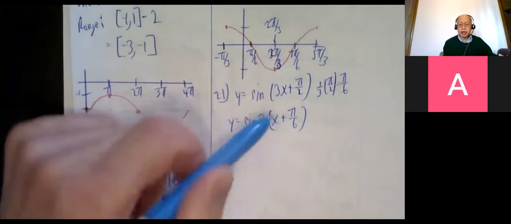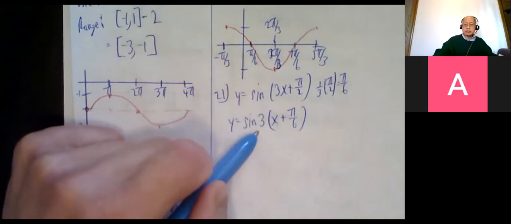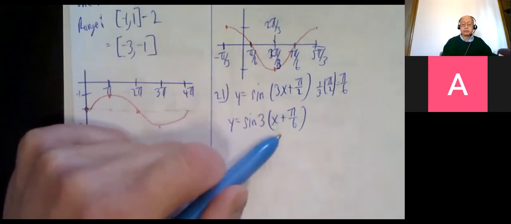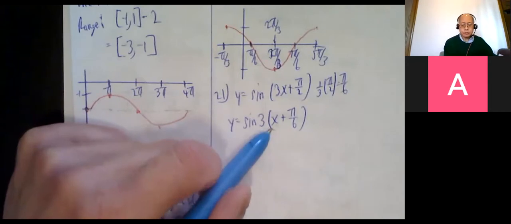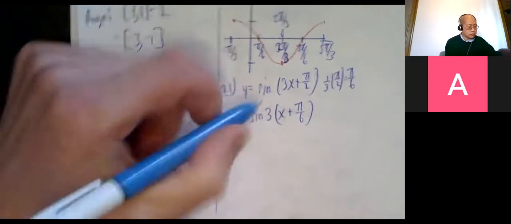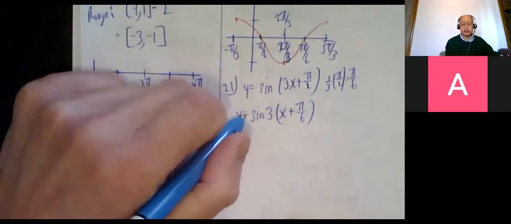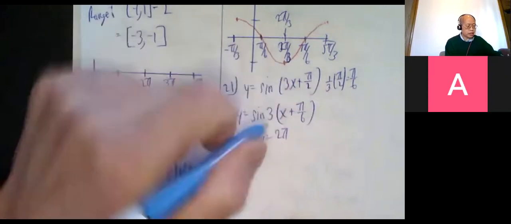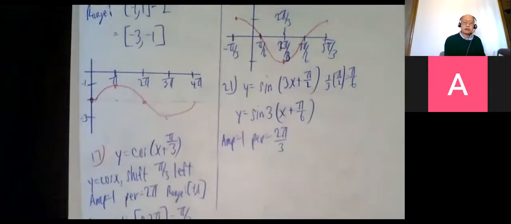Double check if you're not convinced of that. 3 times x is 3x. What is 3 times pi over 6? Pi over 2. So it works. Okay, amplitude is 1. There's no number in front, or you can say it's 1. The period is 2 pi divided by b, 3.